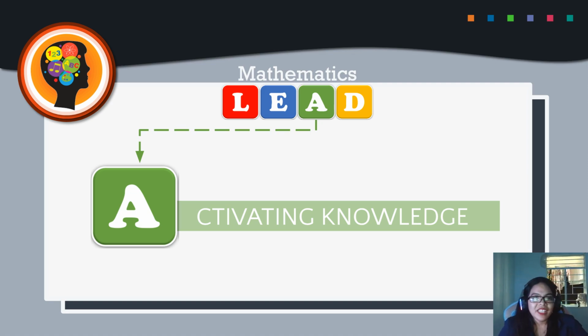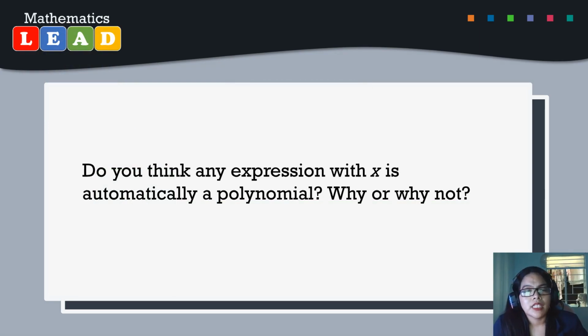And for our activating knowledge, we will now explore more about our lesson. To fully define polynomials, think about these questions. Do you think any expression with x is automatically a polynomial? Why or why not? Many students think that as long as there is a variable like x, it is already a polynomial. But as you saw in our activity, that is not always true. Keep your answer in mind as we proceed and see if your idea will match the real definition.